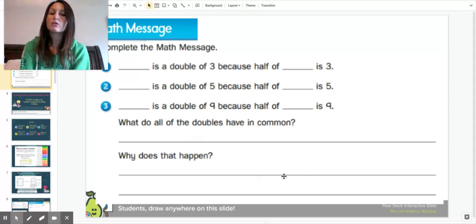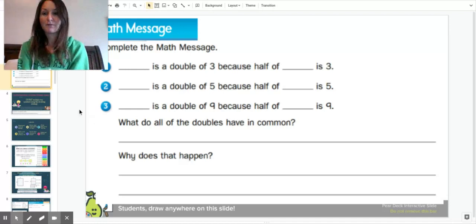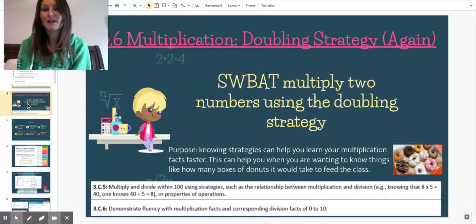And then you have to think of what do all of these doubles have in common and why does that happen? Okay, so think about what I just told you. If you're writing the same number here that you're writing here, what does that have in common and why do you think that happens? I'll give you a big old hint there.